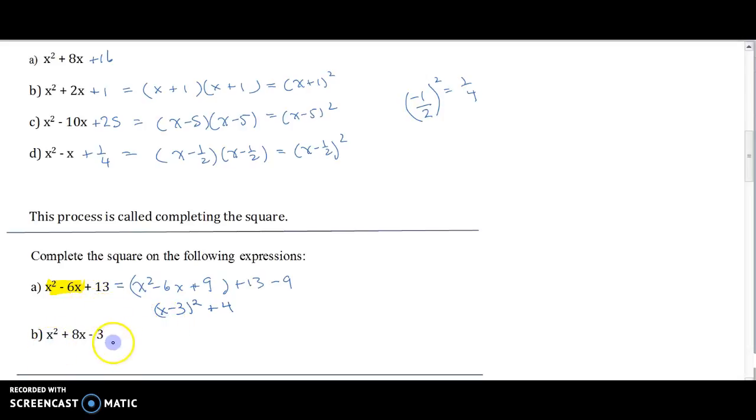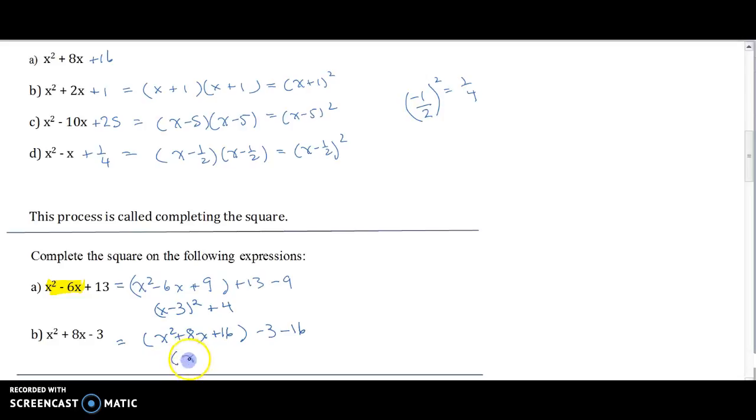Let's try another. So this one's going to be x squared plus 8x. Remember, ignore the constant term. If it was a term that created a perfect square trinomial, I wouldn't do any of this. I would just factor it, right? But -3 does not create a perfect square trinomial. So I take my 8, divide by 2, get 4. 4 squared is 16. That's my perfect square, but I have to subtract 16 to balance it out.